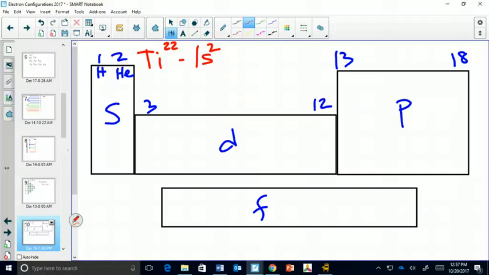Okay, so we're over to helium now. Helium filled up that 1s2, right? So what comes next?